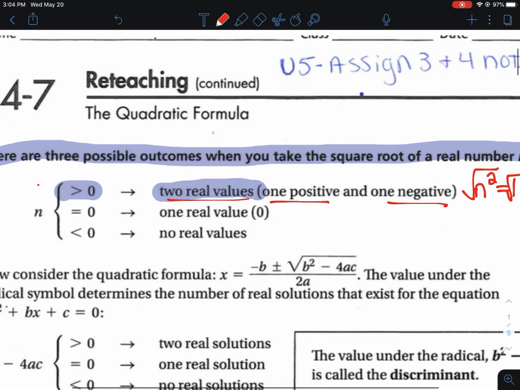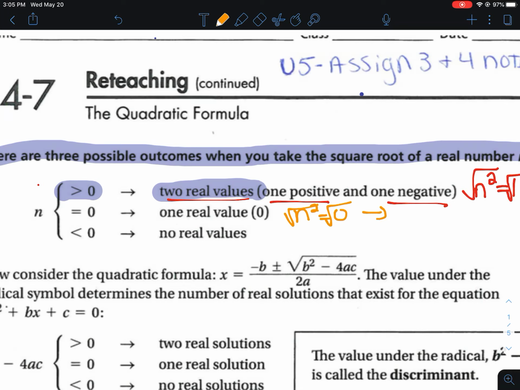We also could have a problem where n was equal to 0. So if I have n squared equals 0, if I go and take the square root of that, well, think about that. Do you get positive and negative 0? Hopefully you're saying no.